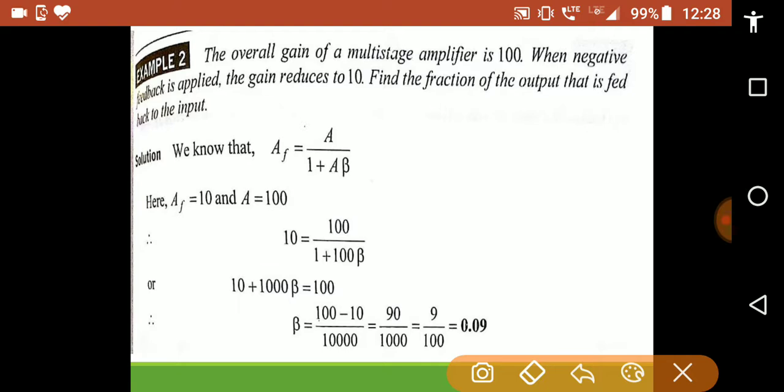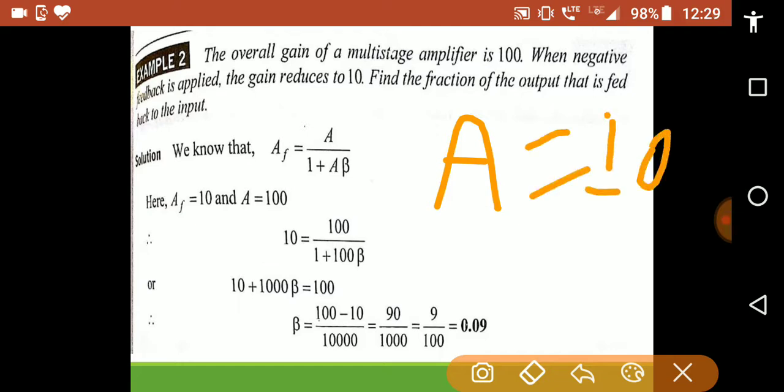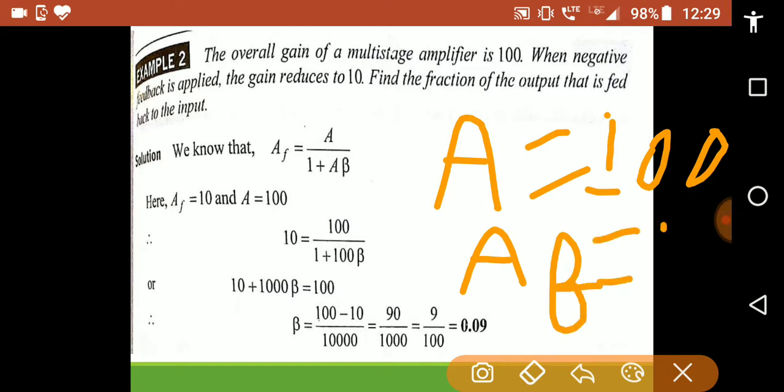The overall gain of the multi-stage amplifier is 100, meaning here A equal to 100, and when negative feedback is applied, the gain reduces to 10, meaning here AF equal to 10. Then find the fraction of the output that is fed back to the input. We have to find beta.